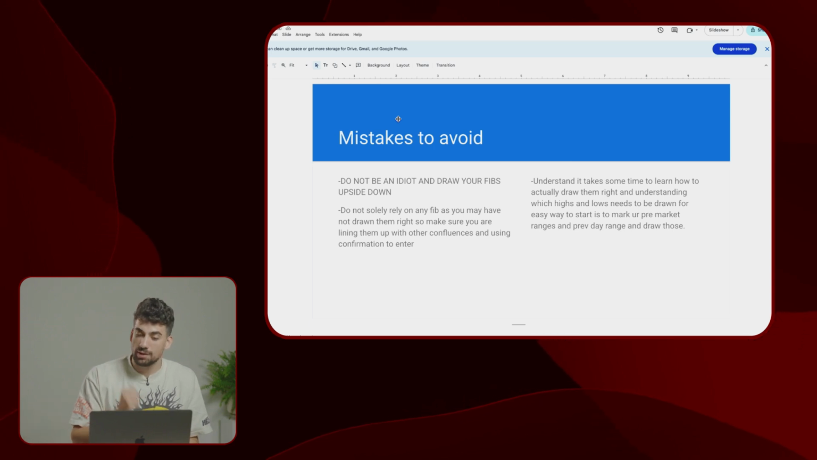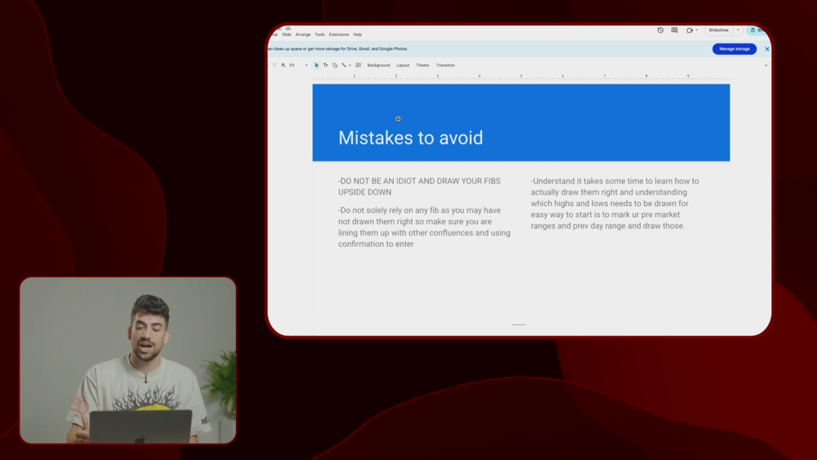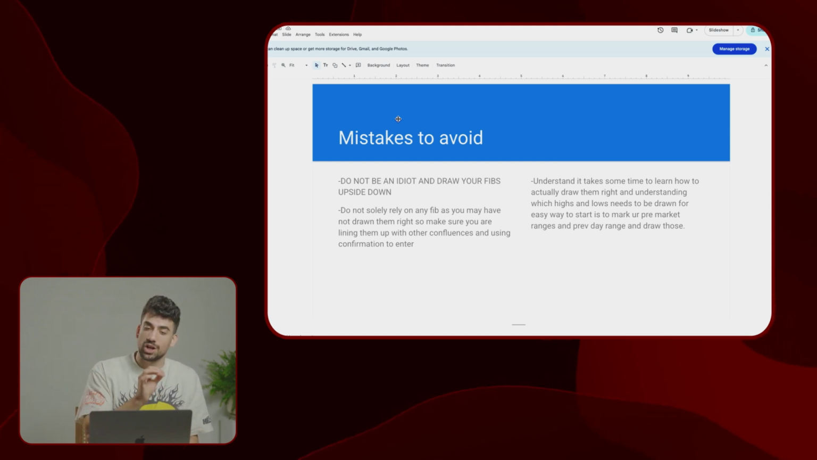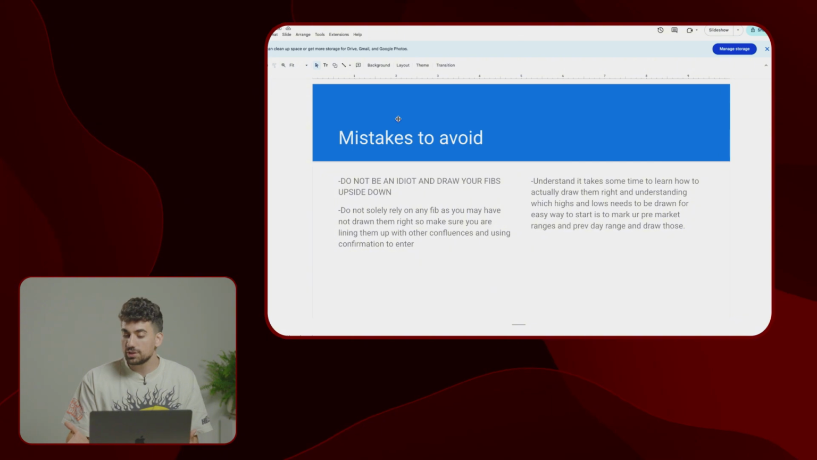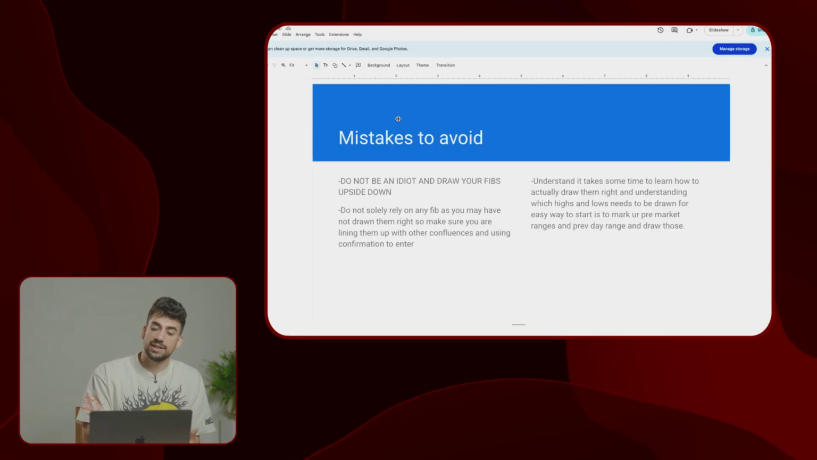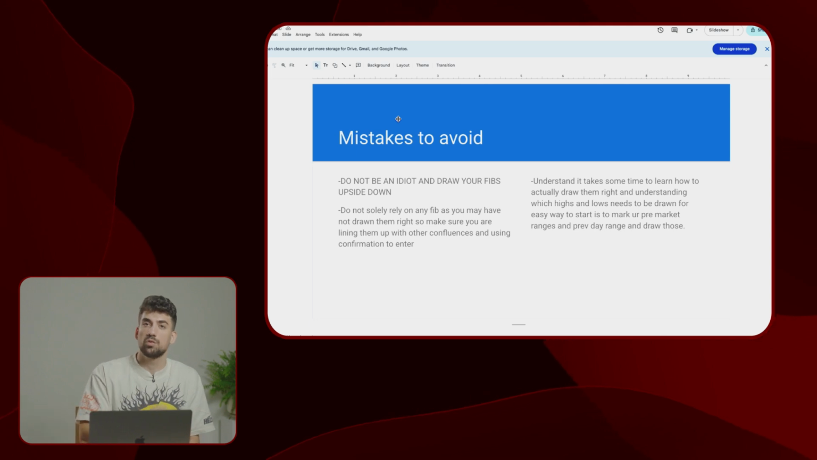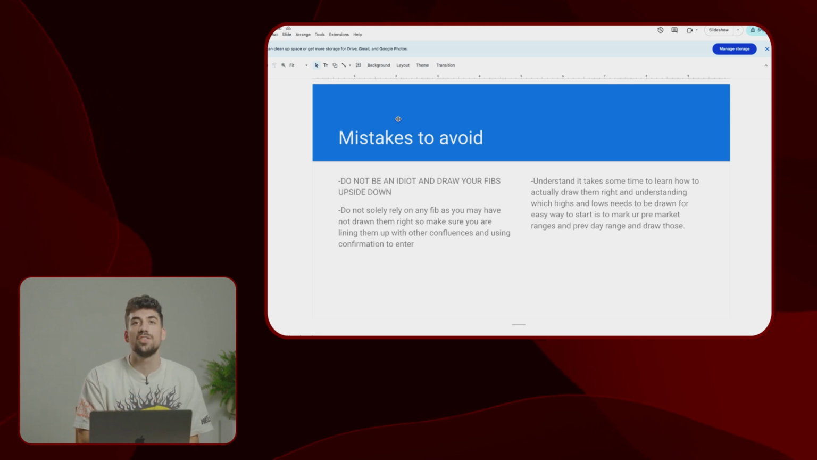Understanding takes some time to learn how to actually draw them right. You might have to watch this video 2 or 3 times and it's totally fine. Understand which highs and lows need to be drawn. An easy way is to mark your pre-market ranges and previous day range, draw those out, and that's a good way to start. Draw your red folder highs and lows as well as added key points. Add anytime price has swept liquidity, which can also be used as a confluence high or low, as well as key times such as 9:30 a.m.